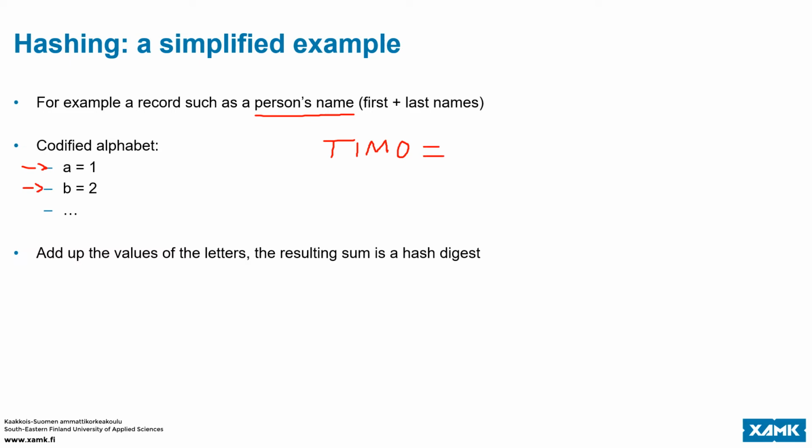So by counting the position of the letters in the English alphabet, we would get T is the 20th letter in the alphabet, I is the 9th, and so on and so on. So as a result of this calculation, if we add up this value for each of the letters in my name, we should get a result of 57. And then we would say that this 57 is the resulting hash digest. Again, this is a very simplified example of how a hash might work, but you get the idea.